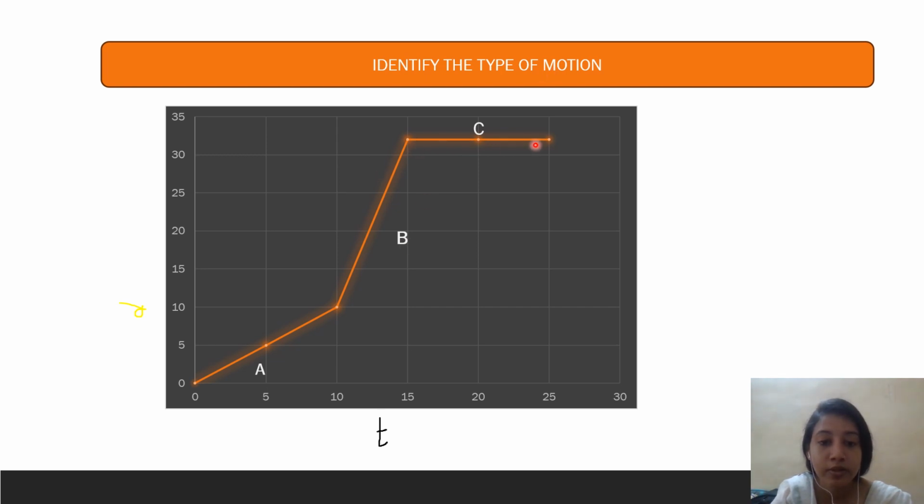And what about the C part? As I have told you, a graph which runs horizontally, parallel to the time axis, is in rest. The body, after it covered nearly 32 meters at 15 seconds, from 15 seconds till the next 25 seconds, you can see that even though the time is changing for every 5 seconds, the position of the object hasn't changed. It is still at the same position of 32 meters. And so we can say that the part C denotes the body is in rest.